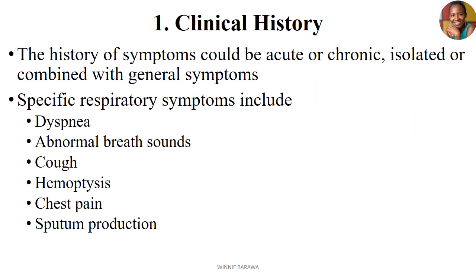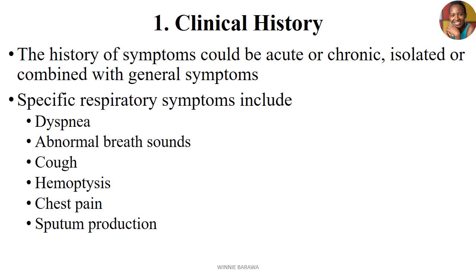So the first procedure to help you identify clinical symptoms and manifestations of pulmonary disorders is basically clinical history. With this, there is checking of history of symptoms, which could be acute or chronic. Sometimes the symptoms could also be isolated or can be combined with general symptoms. So there are some symptoms that are quite specific and can ideally guide us into identifying that we are dealing with a respiratory disease. Part of this includes dyspnea, abnormal breath sounds, cough, hemoptysis, chest pains, and even sputum production.